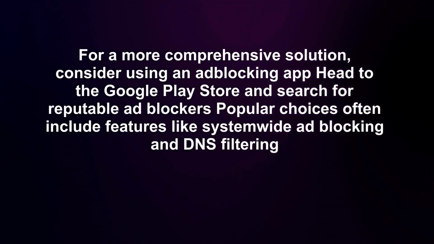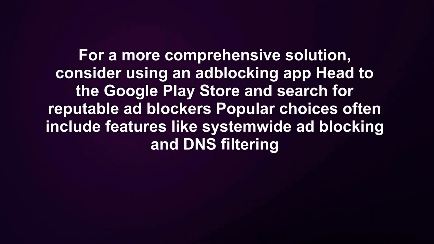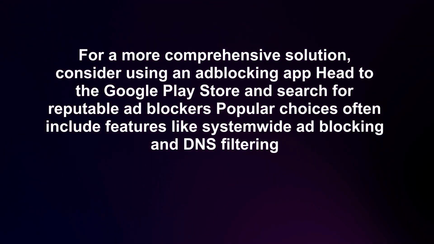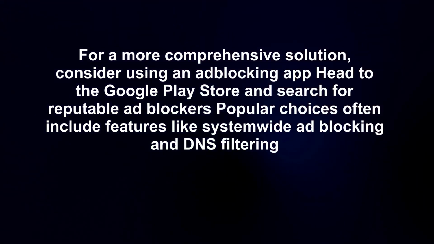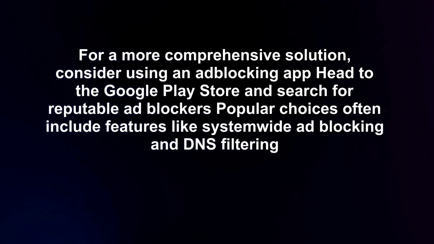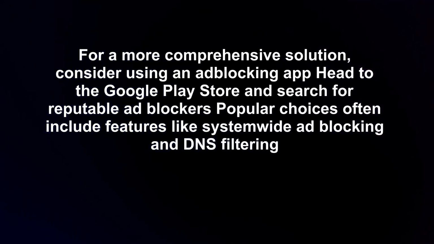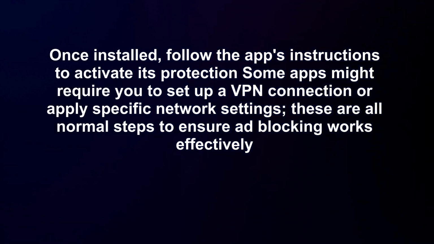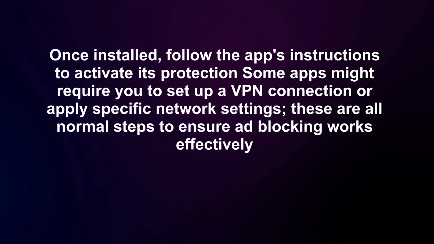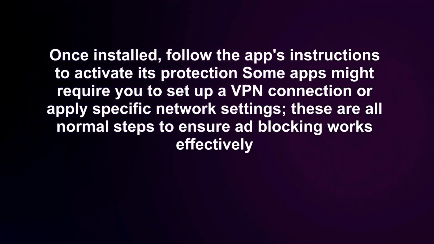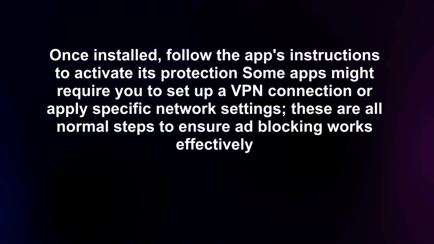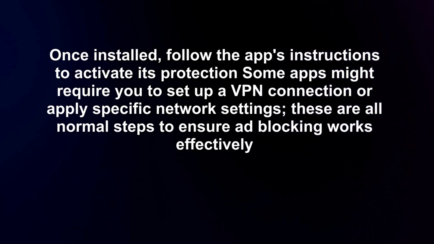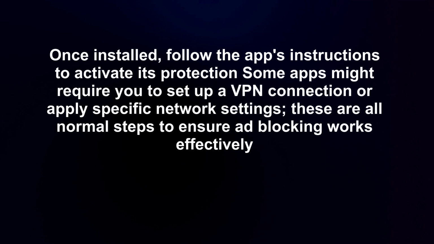For a more comprehensive solution, consider using an ad blocking app. Head to the Google Play Store and search for reputable ad blockers. Popular choices often include features like system-wide ad blocking and DNS filtering. Once installed, follow the app's instructions to activate its protection. Some apps might require you to set up a VPN connection or apply specific network settings. These are all normal steps to ensure ad blocking works effectively.